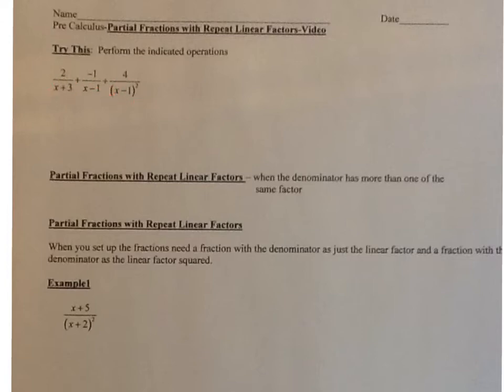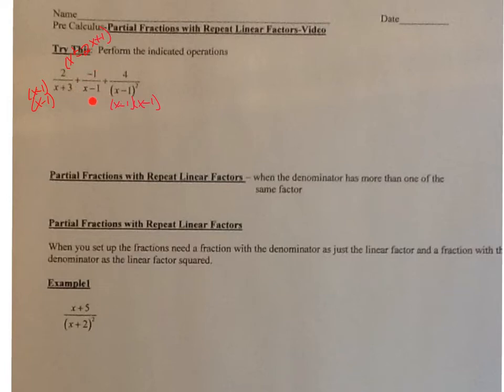squared, which means that in this denominator I have x minus 1 times x minus 1. So I need to multiply the first fraction, which has a denominator of just x plus 3. I need to multiply that by x minus 1 times x minus 1. Now in the numerator, I'm going to multiply that out because it's going to be 2 times that. So x minus 1 times x minus 1 is x squared minus 2x plus 1.